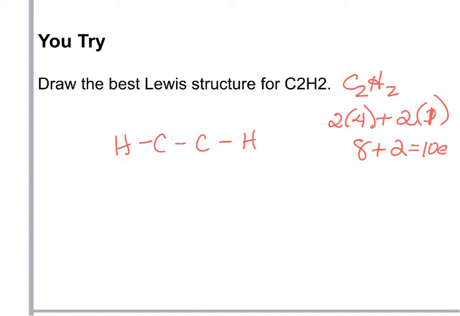So how many electrons have I used so far? Each single bond has 2. I've used 2, 4, 6. So I have 4 more electrons I need to use. I cannot add any more to hydrogen. So what do I do with the extra 4 electrons? Let's see. I could put them all on 1 carbon, and then this carbon would have an octet, 2, 4, 6, 8. But then this carbon wouldn't have an octet. So what if I gave them each a pair?